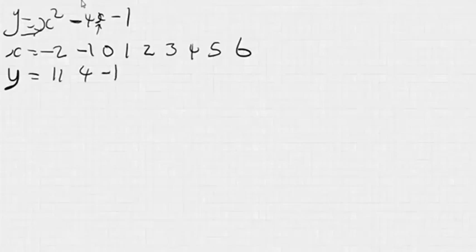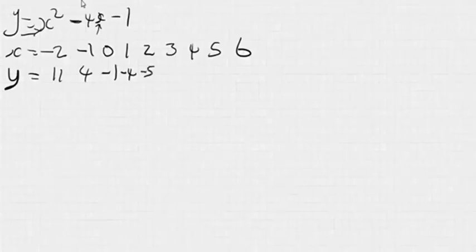Now when x is 1, we're going to have 1 squared, which gives us 1. Okay, this gives us minus. So we're going to have 1 minus 4, which gives -3. Okay, -3 minus 1 gives us what? -4. Right, so we're going to have -4 here. Okay, let me write this way. We have -4. Now when x is 2, we're going to have 2 squared is 4. Okay, 4 minus 8 will give us -4. -4 minus 1 gives us -5. We're going to have -5.